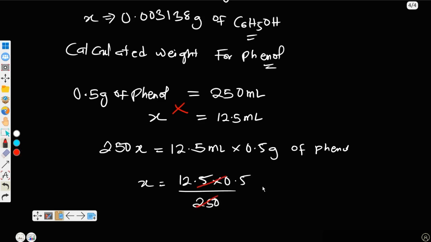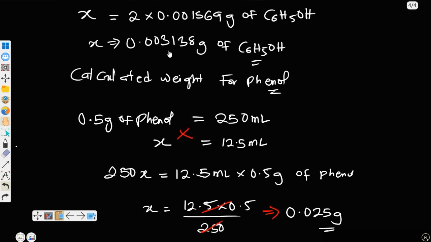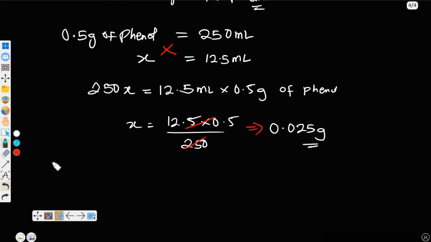When we cancel this, 12.5 times 0.5 divided by 250 will give us 0.025 gram. So the theoretical yield of phenol, the amount we are expecting, is 0.025 gram. However, the amount that we got from our practical is what? 0.003138 gram of phenol.